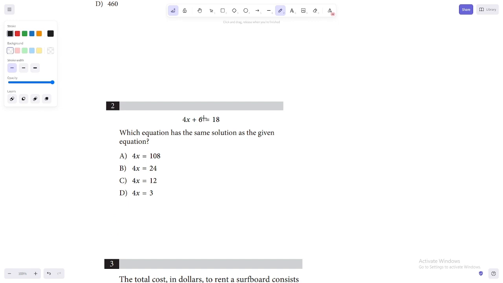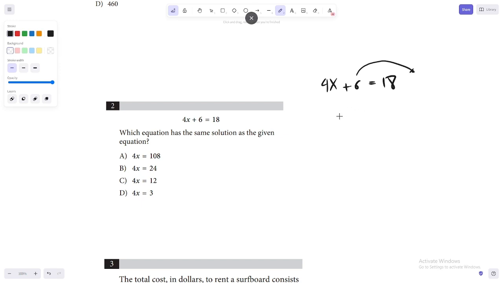Next up, we have an equation 4x plus 6 equal to 18, and we are asked which equation has the same solution as the given equation. Now, here we could solve this equation and then check to see if these equations have the same solution. But this will probably be unnecessary because after some manipulation, we should get to one of the equations in the answers. So right off the bat, what we can do is to move this 6 here to the other side.